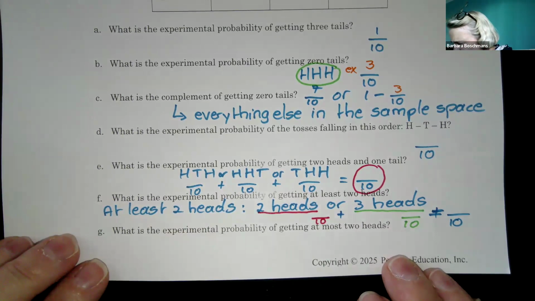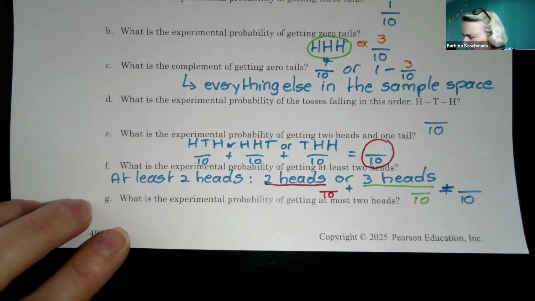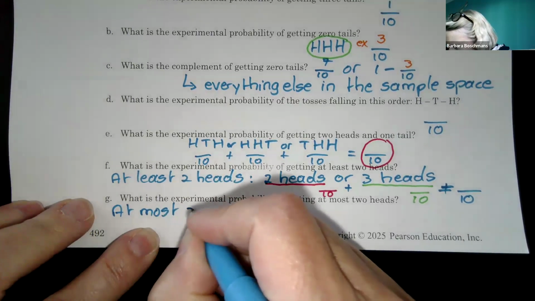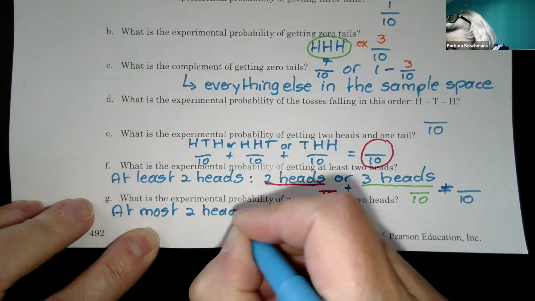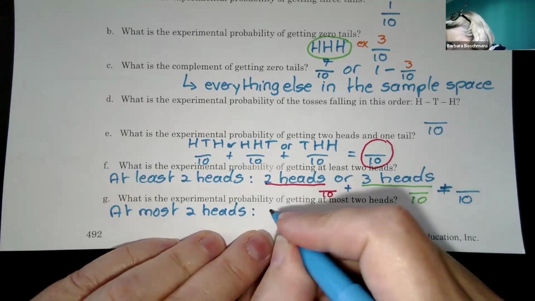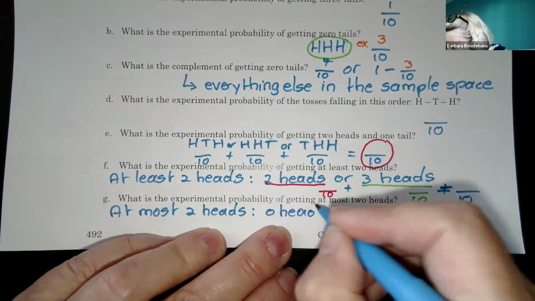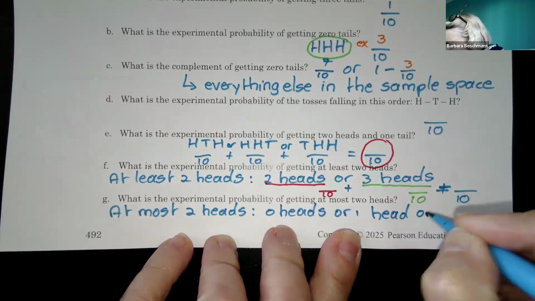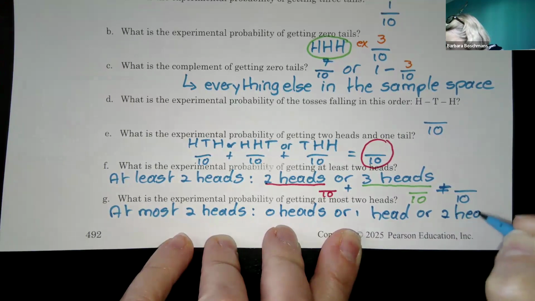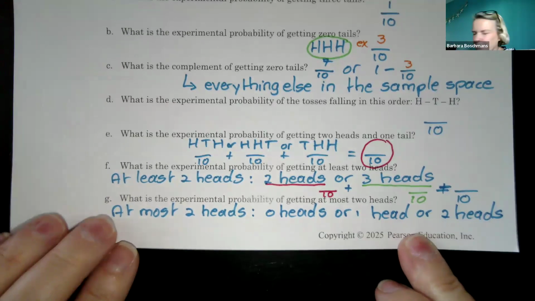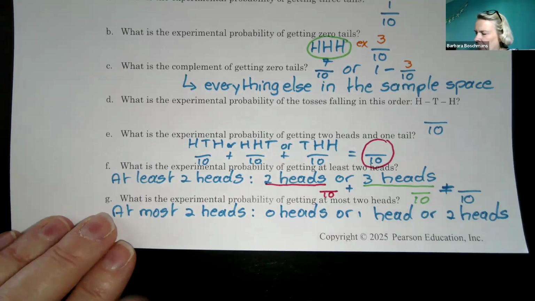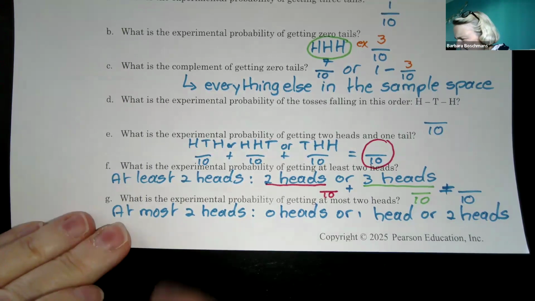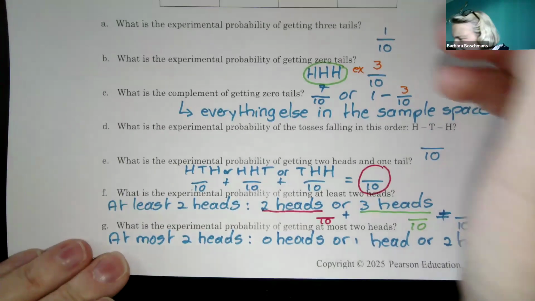Okay, what's the experimental probability of getting at most 2 heads? So at most 2 heads would be 0 heads or 1 head or 2 heads. 0 heads would mean all tails. That's this one.